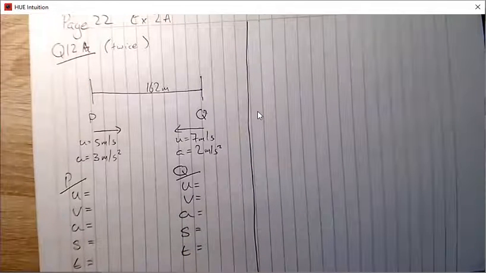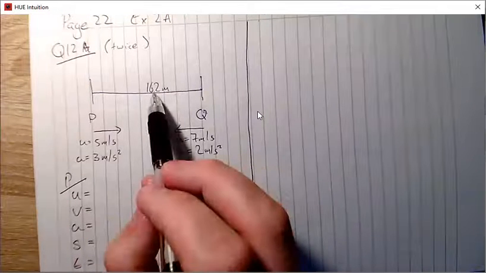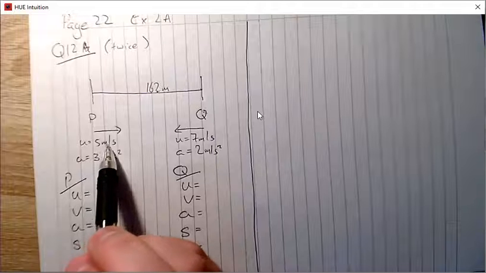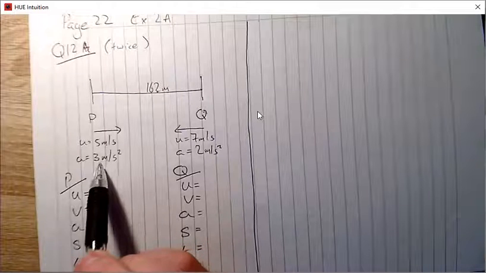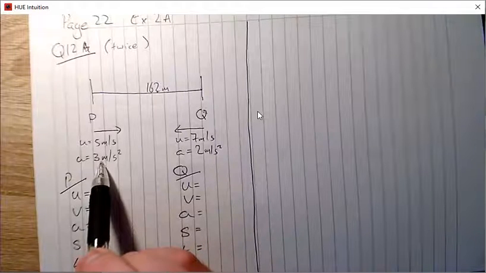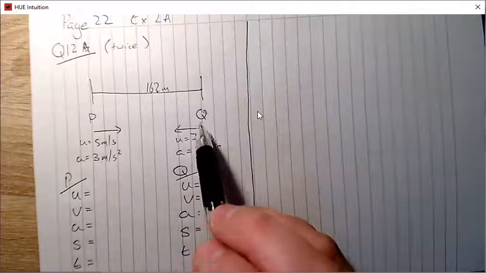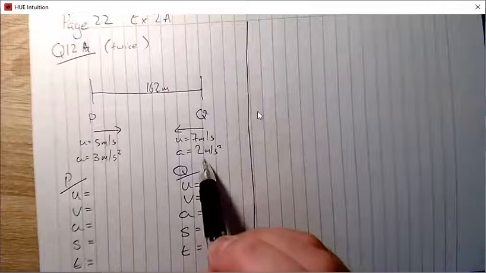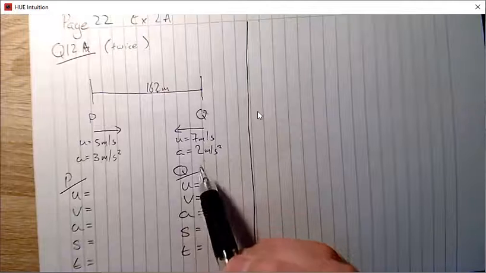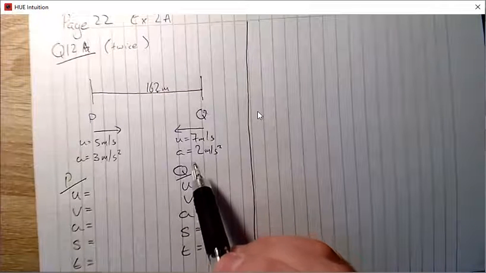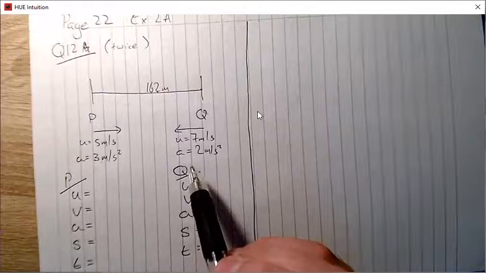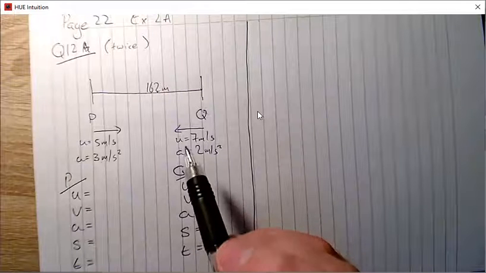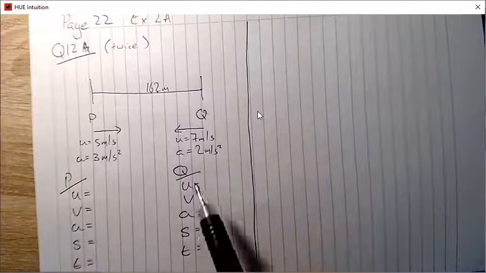You're told that you've got P and Q 162 meters apart. This body leaves P with initial speed 5 and travels towards Q with uniform acceleration of 3 meters per second squared. At the same time, this second body leaves Q with initial speed 7, a uniform acceleration of 2 meters per second squared. The question is, after how many seconds do they meet? And then what then is the speed of each body? The speed of each body we'll come back to later.